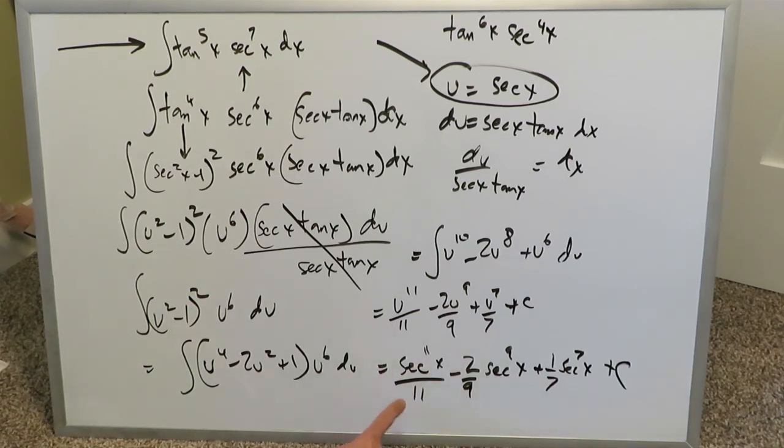So you have 1 over 11 secant to the power of 11x minus 2 over 9 secant to the power of 9x plus 1 over 7 secant to the power of 7x plus c, and that completes this question. So this right here is our final answer, and it's good.